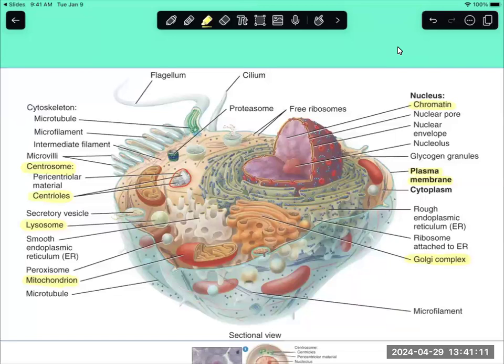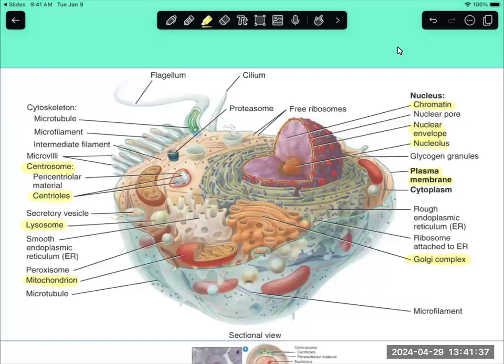We have our nuclear membrane, or nuclear envelope as it's called here. That is the cell layer that wraps around that specific nucleus. The nucleolus, which is found in the middle of that nucleus.